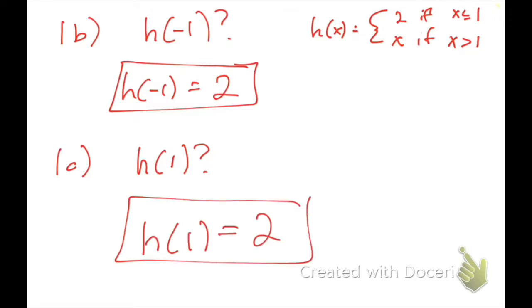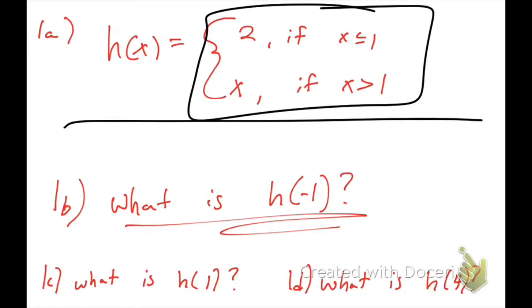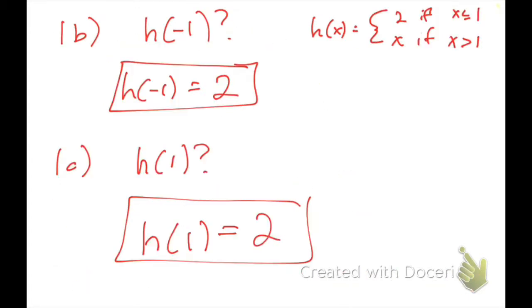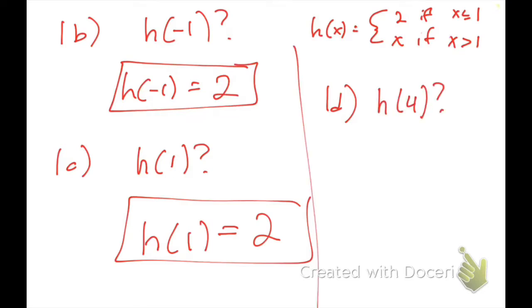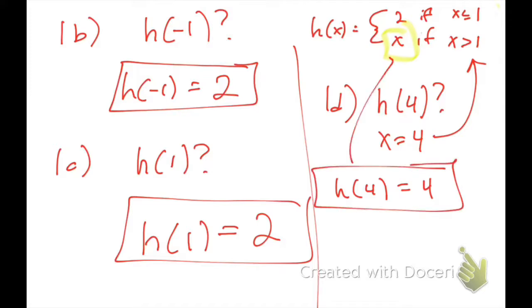Now our last one is 1d, h of 4. I'll look at x is equal to 4. Which of these conditions does it meet? Well, 4 is greater than 1, so I'll be using this equation. So my answer here would just be h of 4 equals 4. I just plug it into the equation.